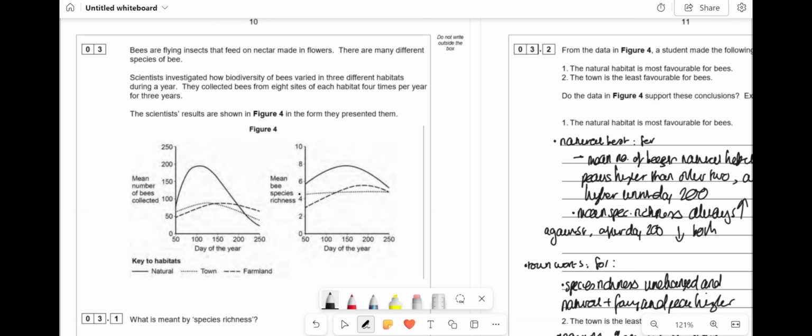This is only telling me how many different species there are and how many bees they collected. It doesn't tell me how much of each one there is. So I cannot sit here and say, well, yeah, the natural habitat is the best. You have to look at it at very face value.